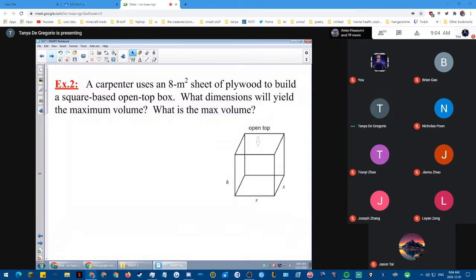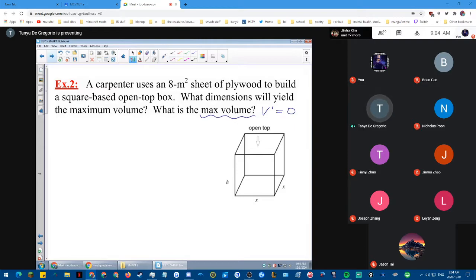What's our idea? First of all, what are we maximizing? Volume. Yeah, thank you. We're maximizing volume. So because we're maximizing volume, that's what I'm taking the derivative of. Okay, we're setting the derivative of volume equal to 0.